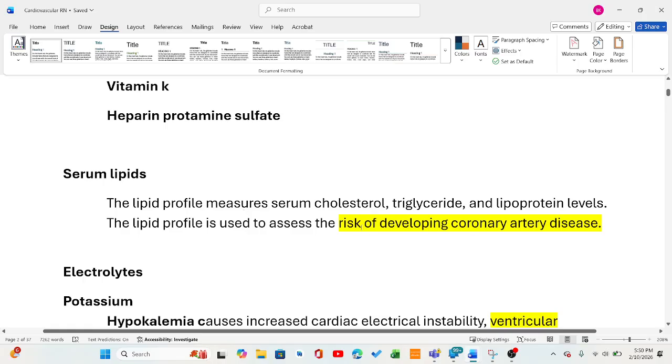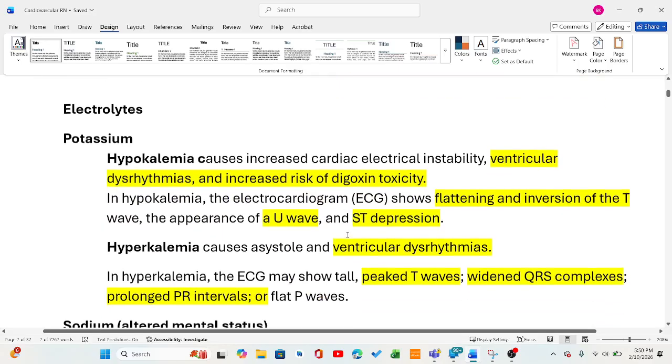All right. So now you understand what lipids play. So usually the doctor will order your lipid levels. It's there to determine whether you are at risk of developing coronary artery disease or not.